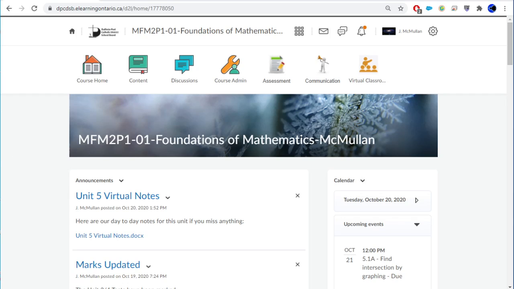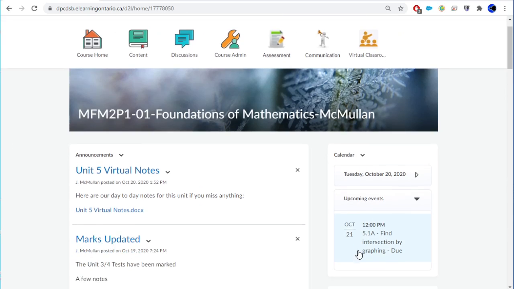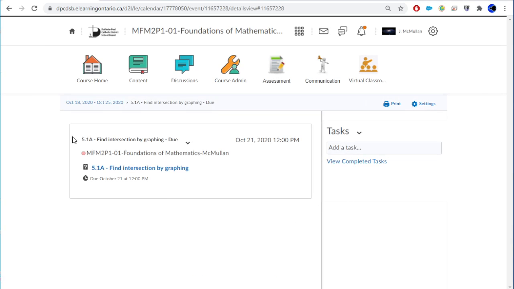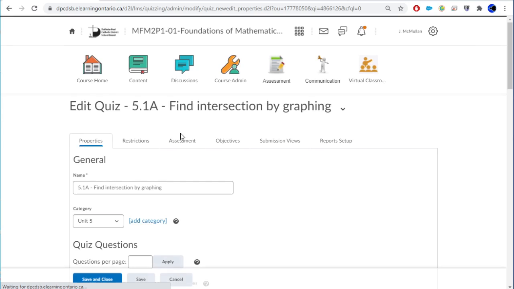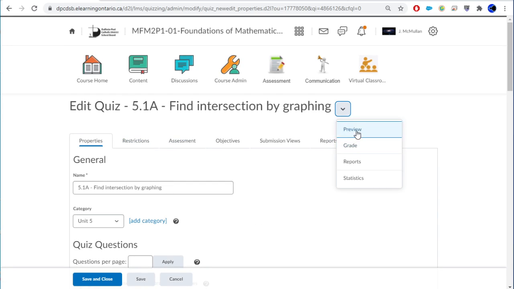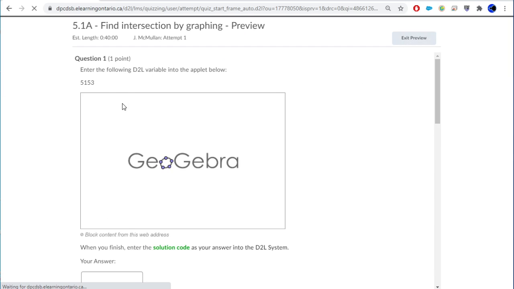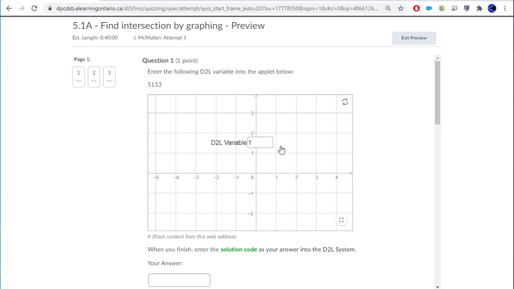This is a short video just to go through this new assignment on 5.1, finding the intersection by graphing. I'm just going to go through how to do this. I got some questions at the end of class I just didn't get to answer. So let's open it up. The goal here again is to create the two lines so that they intersect one another.